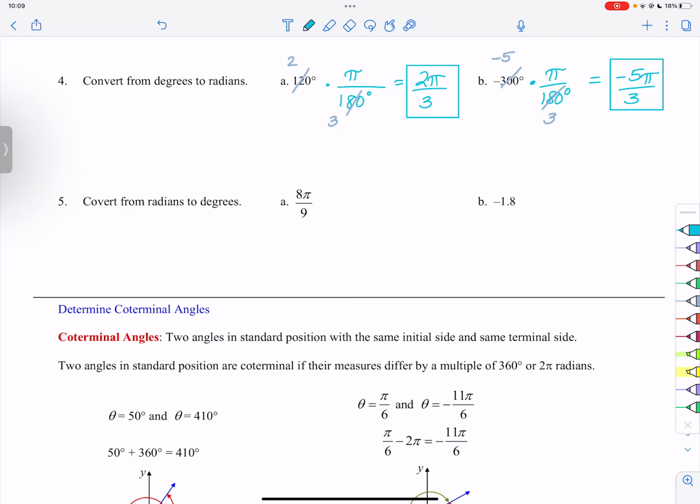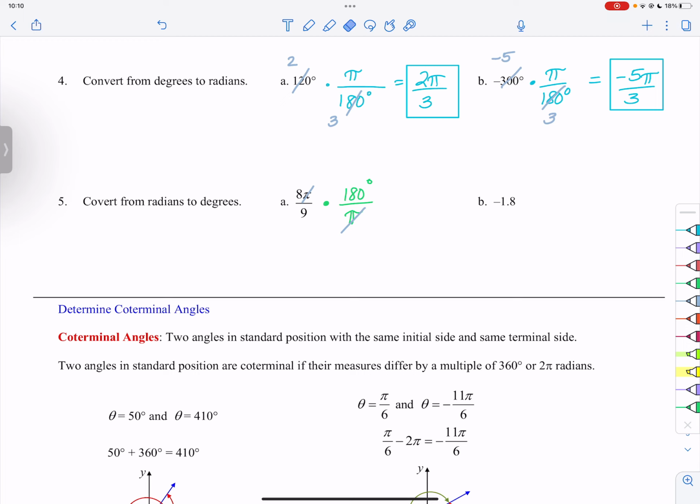Now let's go the other way. We're going to convert from radians to degrees, and we will just reciprocate what we just used. So now we're going to multiply this by 180 degrees equals pi, or that same factor. So as you can see here, the pi's are going to cancel, and we'll have 180 divided by 9.